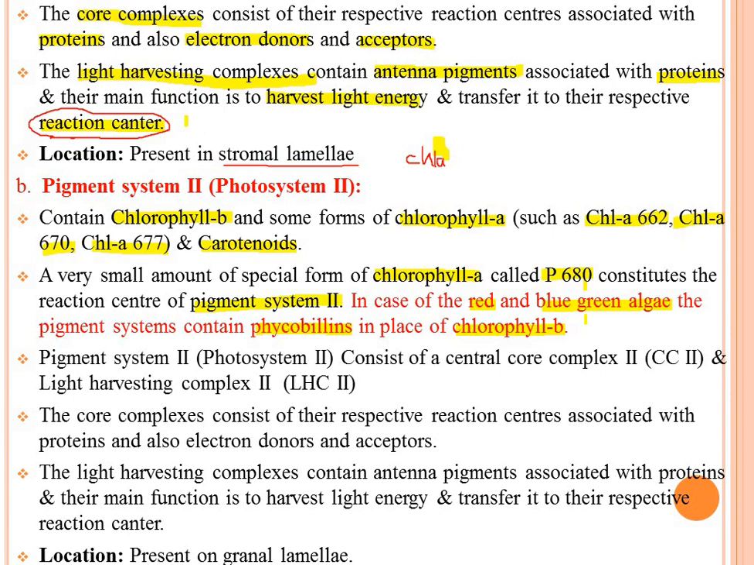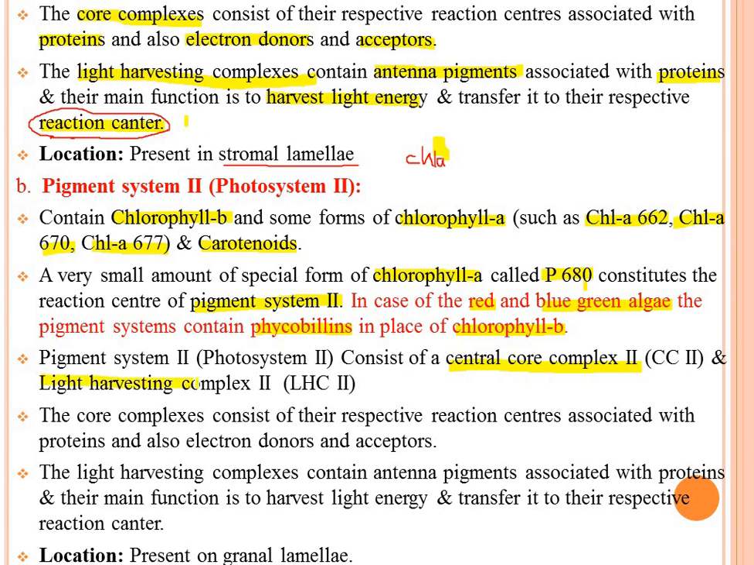Blue-green algae are also known as cyanobacteria. They are prokaryotic algae. They contain phycobilins in place of chlorophyll B. Then the next point: photosystem 2 consists of central core complex 2 and light harvesting complex 2.